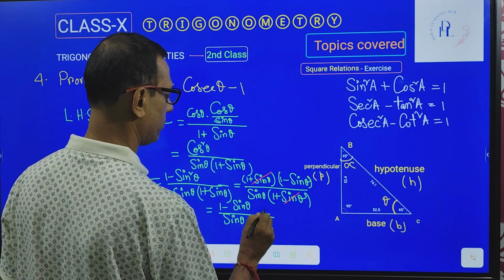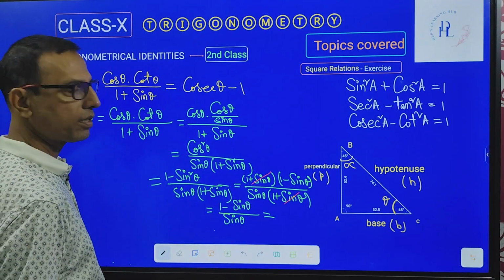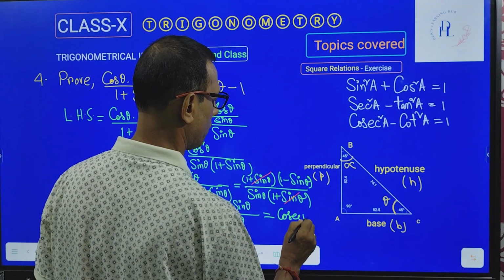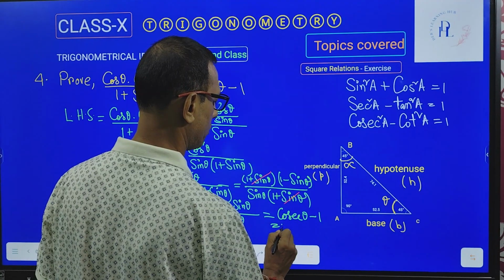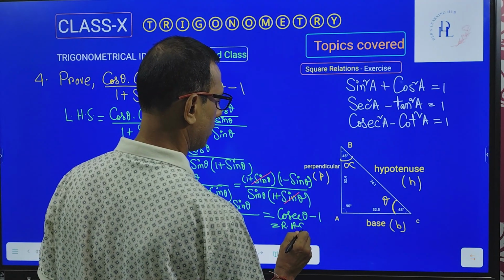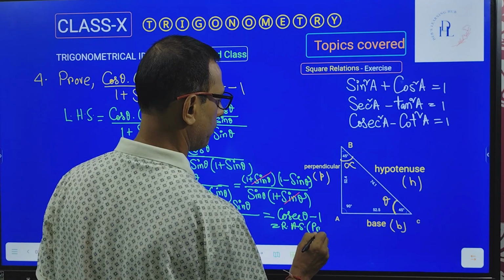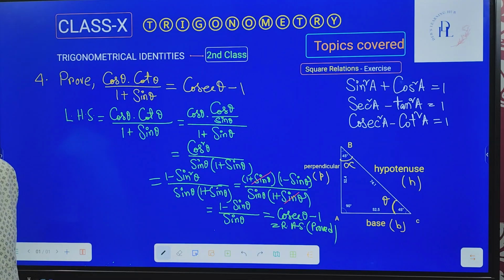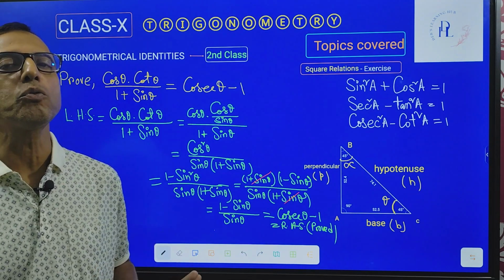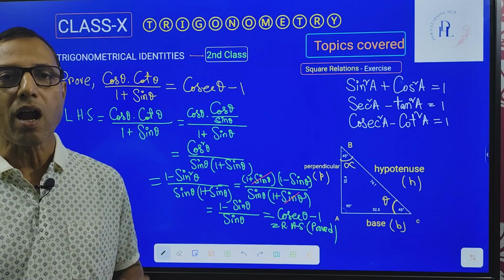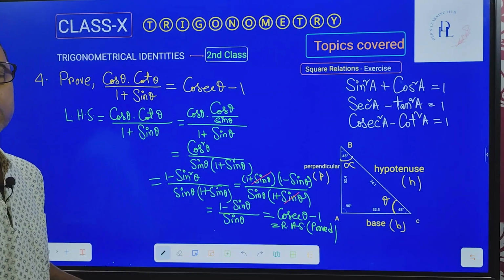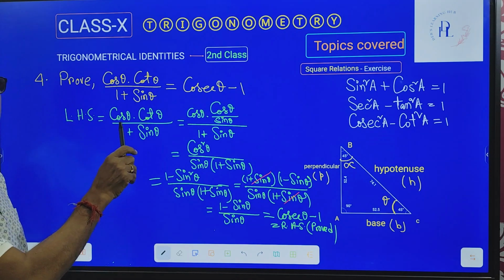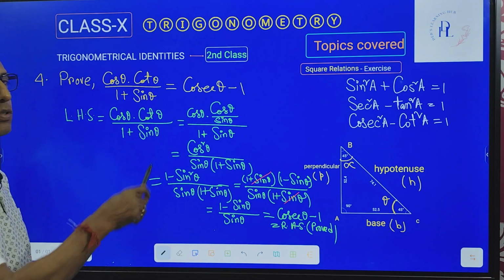That is equals to, now if you break 1 by sin theta minus sin theta by sin theta, that means cosec theta minus 1. That is equals to right hand side. Proved. Got it? So I hope now you understand exactly how to start the problem to resolve. Don't start to resolve the problem immediately. Think about it. Think about 1 or 2 minutes, then you start it. Okay?